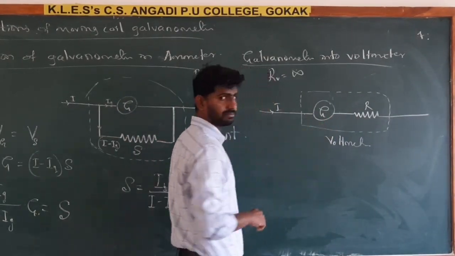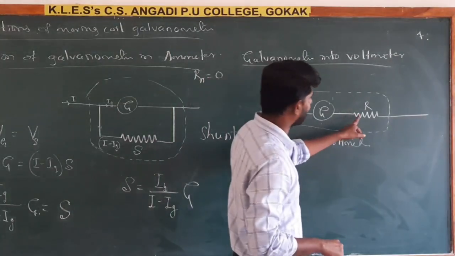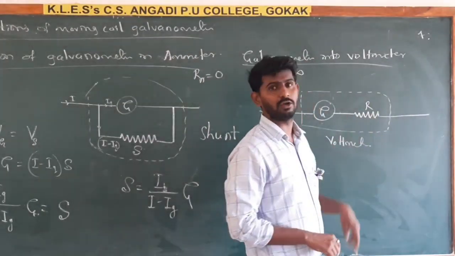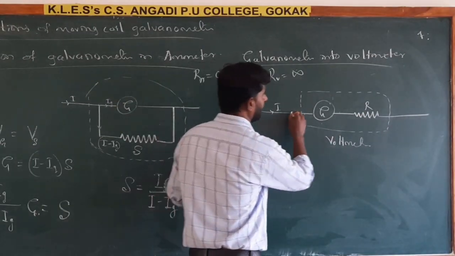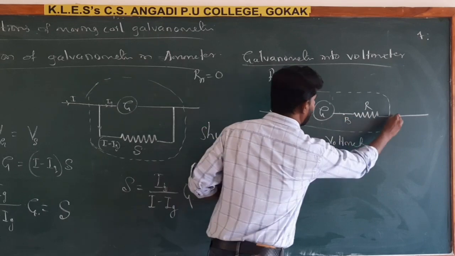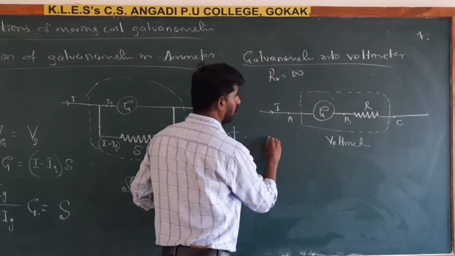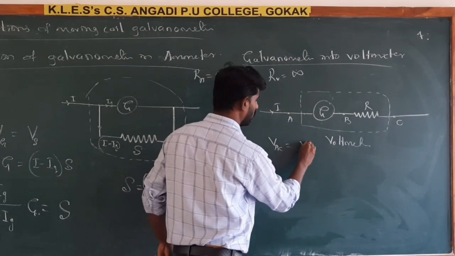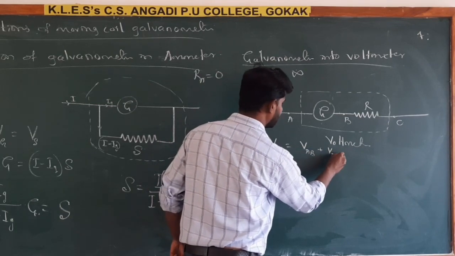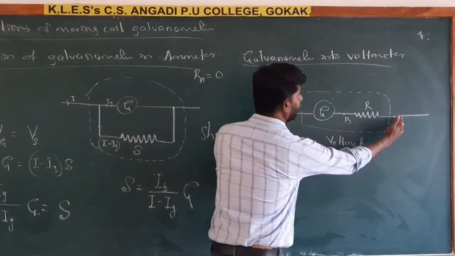The galvanometer's potential difference is Vg, right, and the potential difference across the resistor is VR. What is the total voltage? I call this point A, this point B, and this point C. The voltage between AC is equal to voltage AB plus voltage BC. Is it right? This is the total voltage.